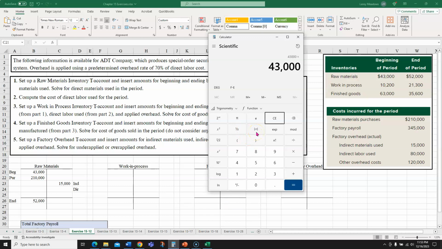Plus my purchases of 210,000, and that gives me my raw materials available for use. Now from that, I'm going to subtract out the indirect materials used, and I'm going to subtract out my ending inventory. And the remainder gives me my direct materials used for the period, $186,000.